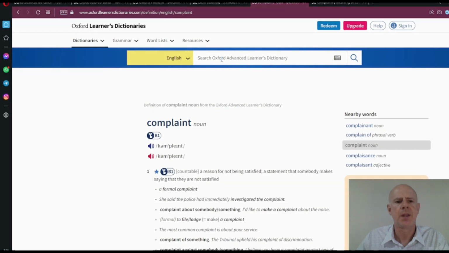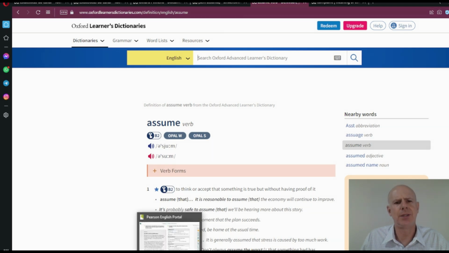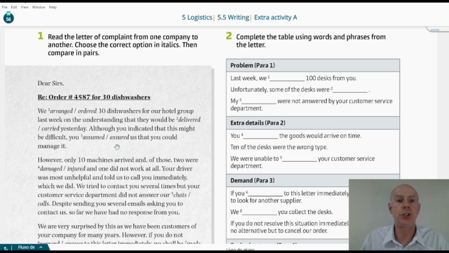What's the meaning of assumed? Let's see. Assume: to think or accept that something is true, but without having proof of it. So that's not a very good word here, right? But assured, you say that this will happen, right? Much better.